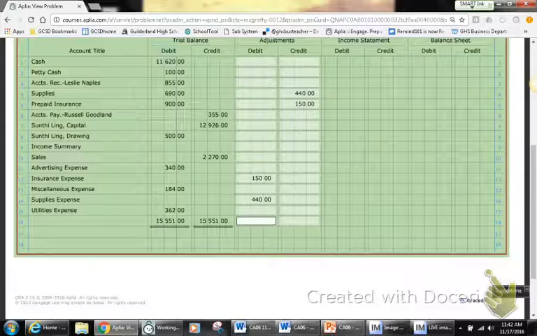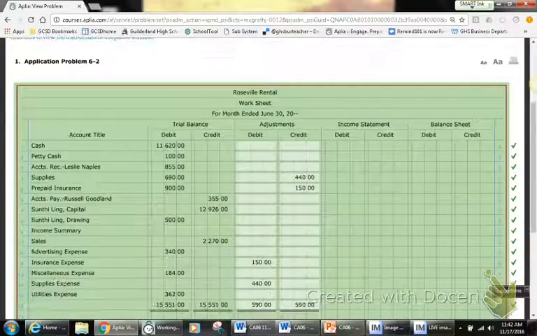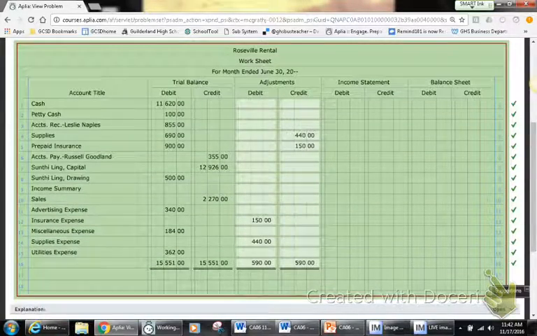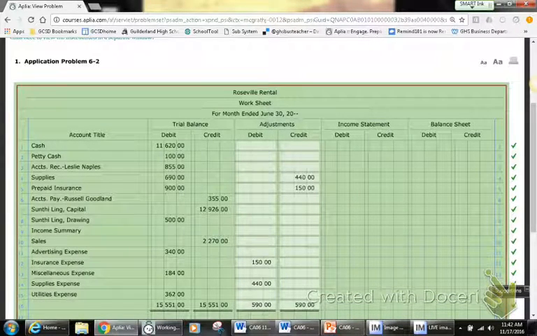Okay, and then what? We total it. What do we get? Is that right? Hopefully. Good. Excellent. So we move on. We're all good. Now we're going to move on to our balance sheet and our income statement.